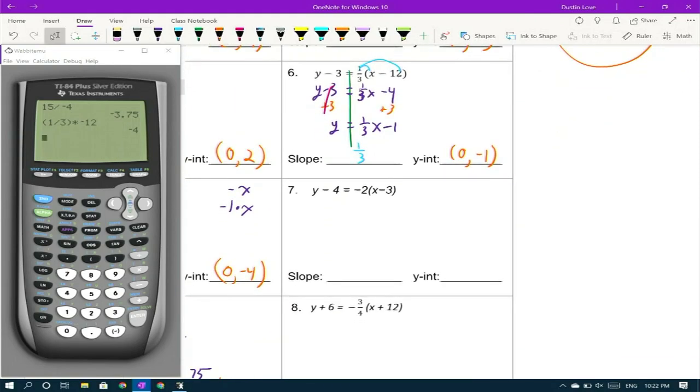Now, let's go through and do this one. Drop my line down. Y minus 4 equals, transfers down. We're going to distribute this negative 2. Negative 2 times x is negative 2x. Negative 2 times negative 3 is positive 6.